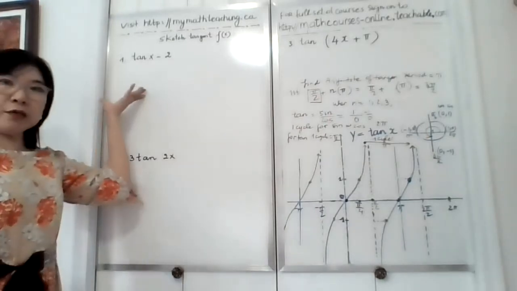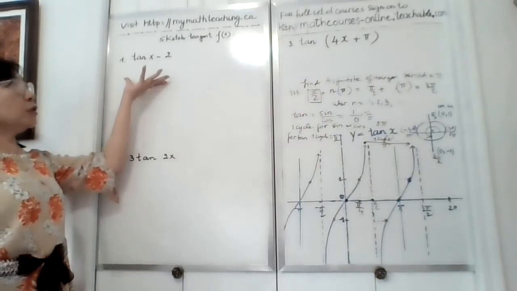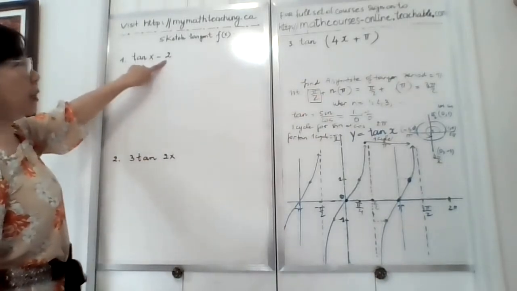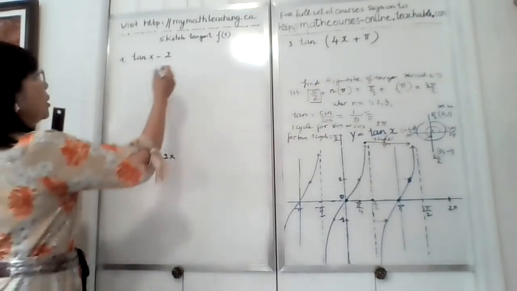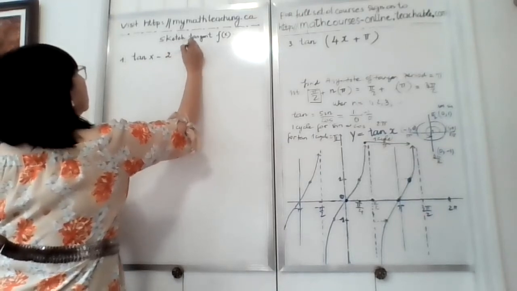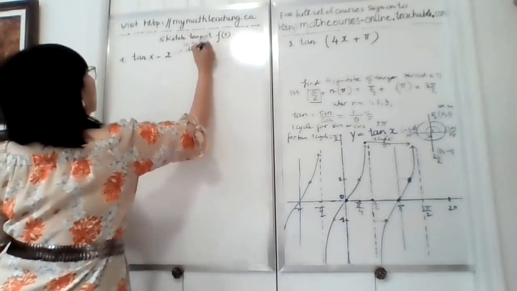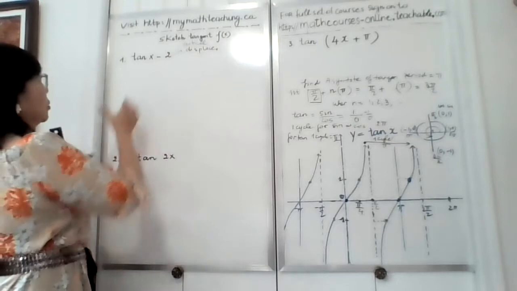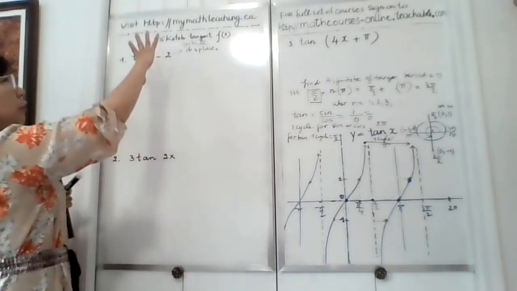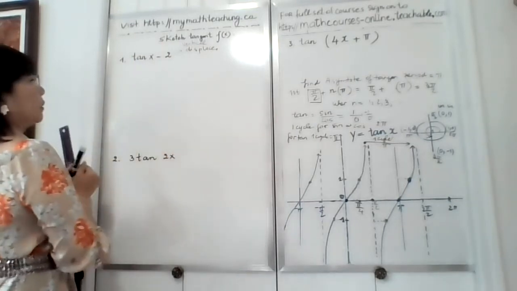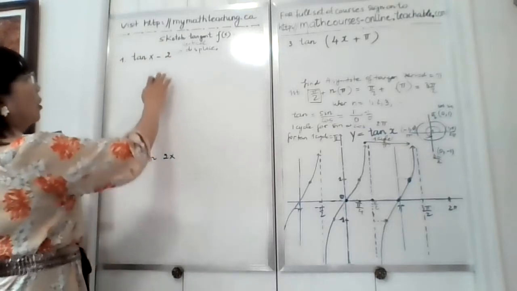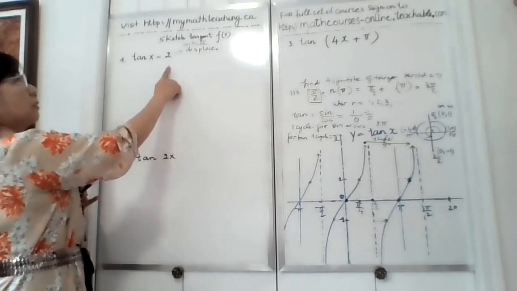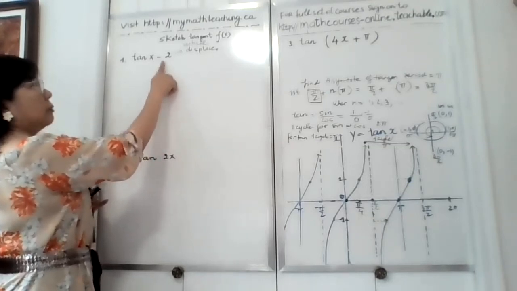Now, let's talk about how we're going to sketch the transformation of this one, tan x minus 2. Noticing that this 2 here represents the displacement, vertical displacement, right? So therefore, the shape here doesn't have any vertical stretch factor, or horizontal stretch factor, or shrinkage, right? No phase shift left or right, but only a vertical displacement downward because this is minus 2.